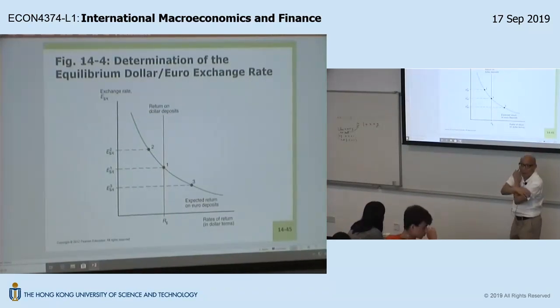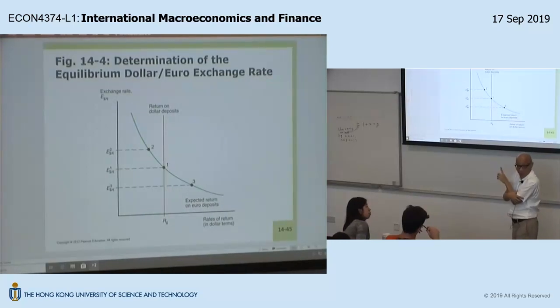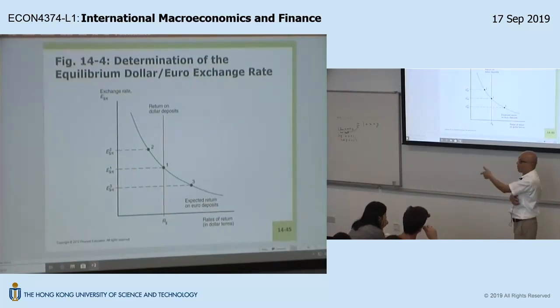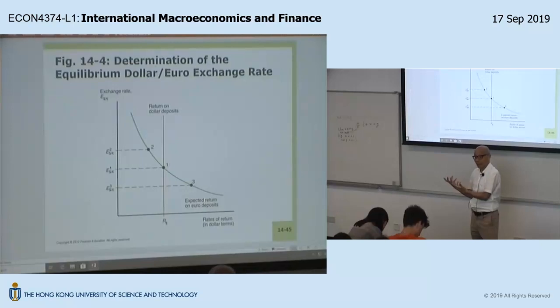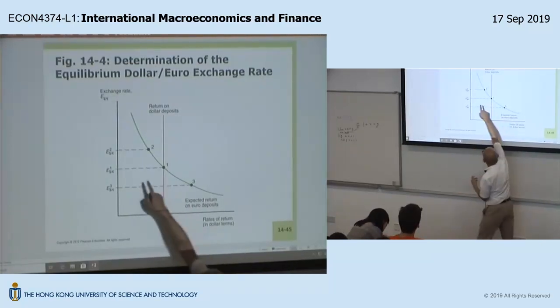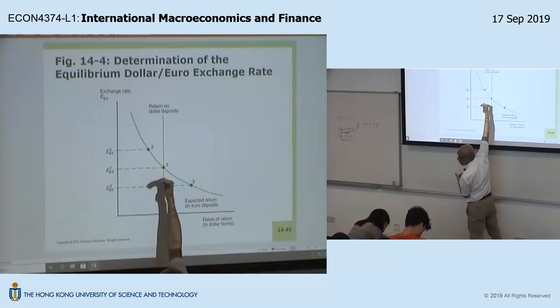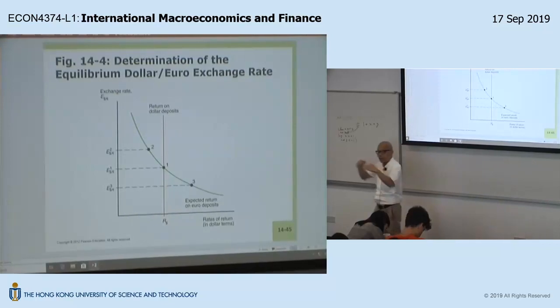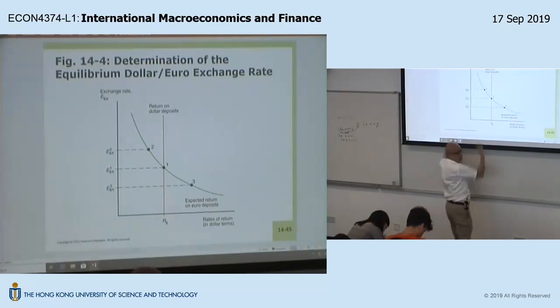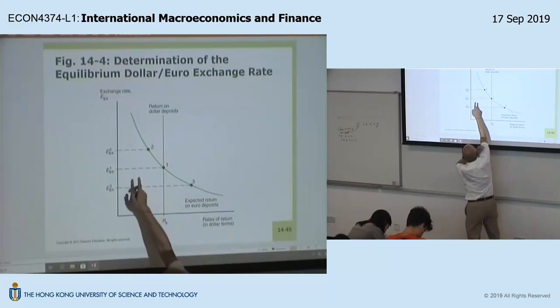The dollar rate of return on dollar deposit is higher than the dollar rate of return on euro deposit. And so people would do what? They would sell euro and buy dollar, and so the dollar will appreciate, right? So that's why when E is equal to E2, there's a market force that will try to lower the E, because when the dollar appreciates, E is lower, right? So E will be lower if E is equal to E2.